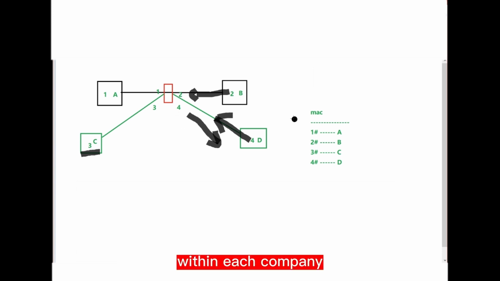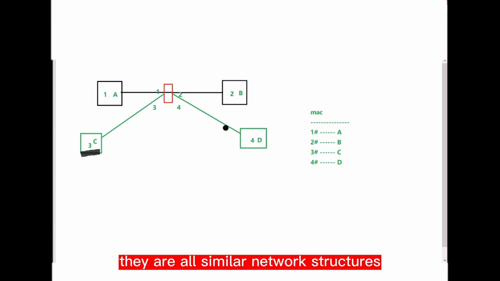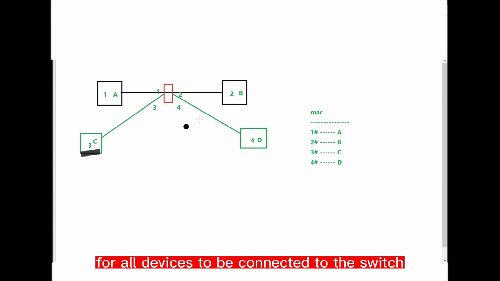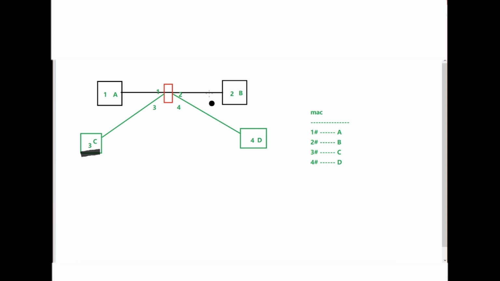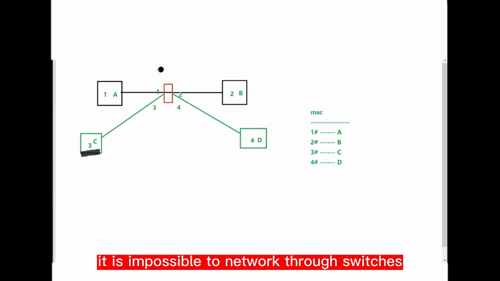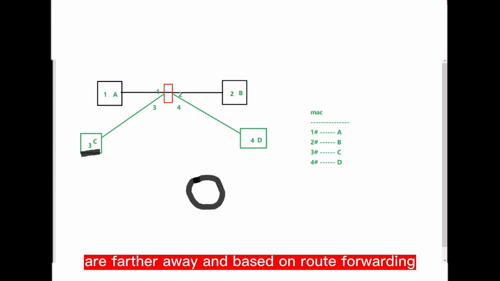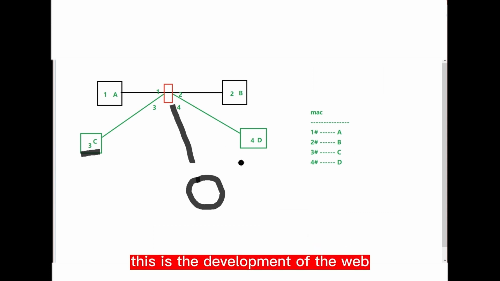Within each company, in fact, they are all similar network structures. If you want one company to communicate with another company, it is impossible for all devices to be connected to the switch, including that we are now connected all over the world. It is impossible to network through switches. That's why we have routers that are farther away and based on route forwarding. Eventually everything connects. This is the development of the web.